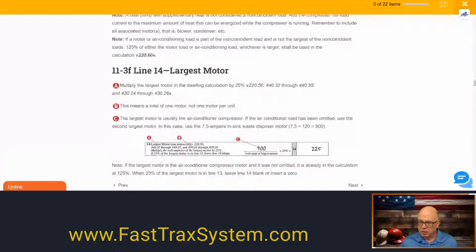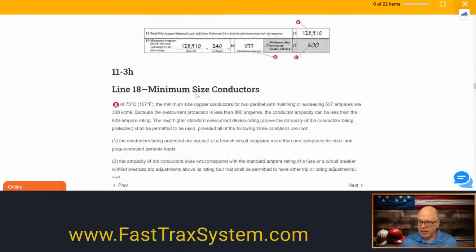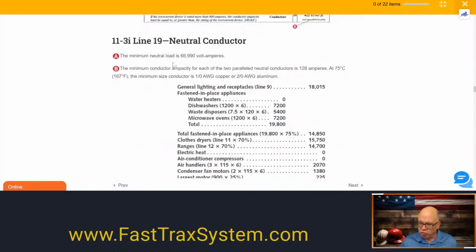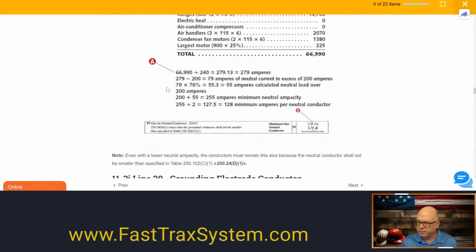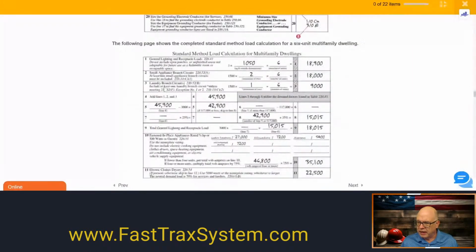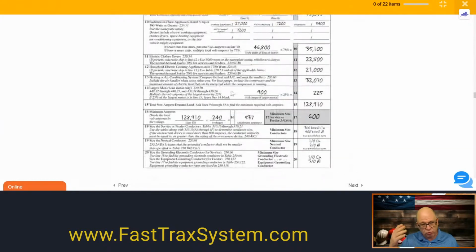Just so you see, no difference. Okay. Largest motor, how to account for the largest motor. All right. And the neutral, again, we're going to give you the calculation for the neutral, how to do that as well, all the callouts. And we're going to give you the form at the end so you can check how you did it. It should match what you do.